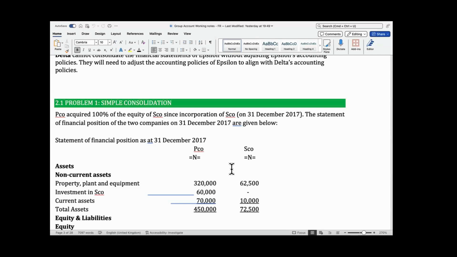But where the NCI is measured at full fair value, that is when you'll be having a balance. That's where the NCI also is now contributing to whatever goodwill you're getting, and is also going to have a share of that goodwill. So you see, at the level of goodwill, no issue. It doesn't affect our calculation, whether you measure NCI at proportionate share or at full fair value. Whatever goodwill you get, you just put it under non-current asset.